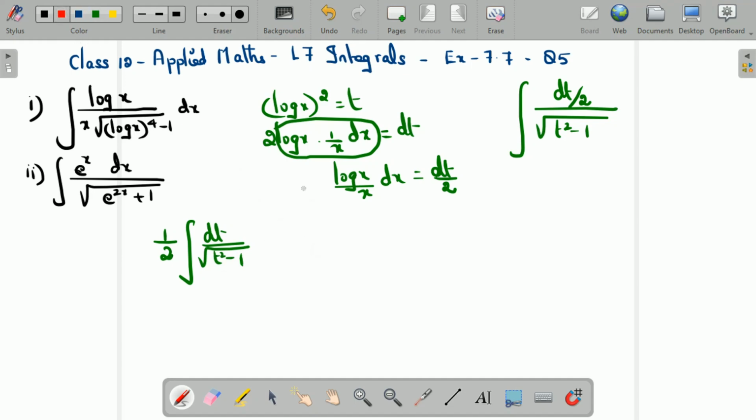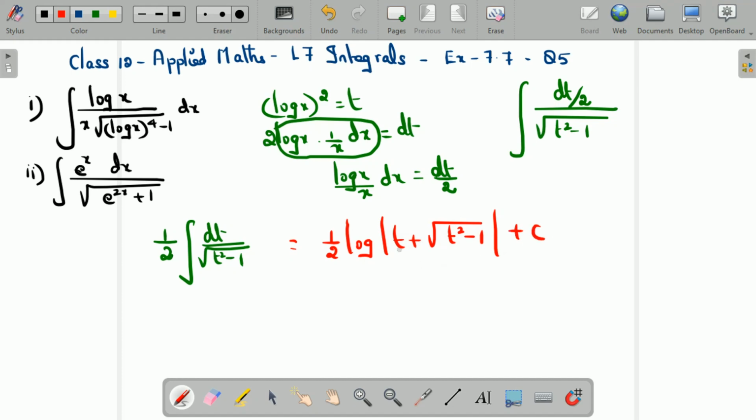Now we have a formula: integral of dx divided by root of x squared minus a squared. In that formula's value, I am substituting this instead of x. However, I am going to use the letter t. So this is half into log of t plus root of t squared minus a squared. So in this case, a squared is 1. So that is what I have substituted.